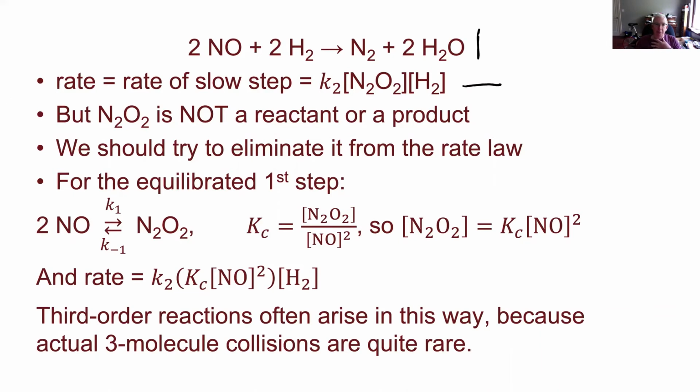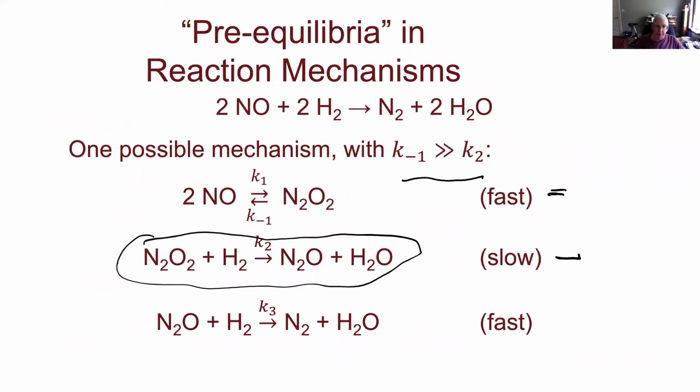If we flip back to our mechanism, we create the N2O2 here in the first step, and then we use it up in the second step, right? So it is neither reactant nor product. It doesn't show up on either side of the final equation for the reaction.